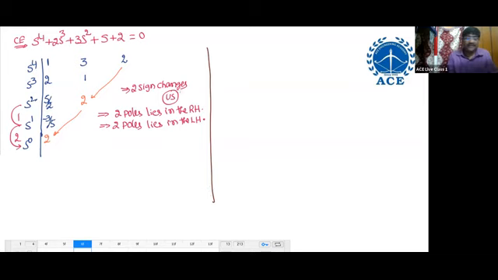Next characteristic equation: s^4 + 2s^3 + 2s^2 + 4s + 8 = 0.